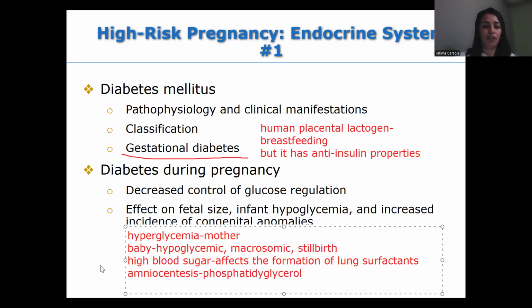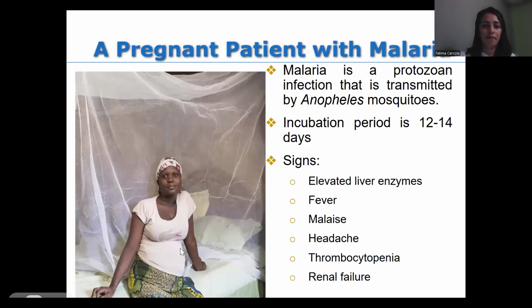You just have to remember those things. Okay. This one is a pregnant patient with malaria. So if you think this is not a problem, but it is, okay? Malaria is a protozoan infection transmitted by the Anopheles mosquito, okay? Incubation period is 12 to 14 days, so it could be quite long.